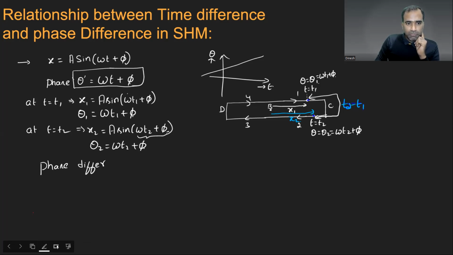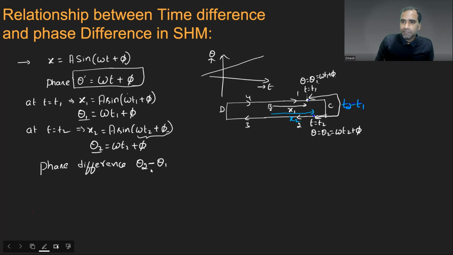So phase difference. Let us talk about phase difference. What is the phase difference? This is the phase at time T1, and this is the phase at time T2. Definitely theta 2 is a bigger phase because it happens at a longer time. T1 happens first and then T2 happens next. So the way we have taken it, T1 happens first, like 2 seconds, then T2 is like 4 seconds, something like that. T2 happens later. So which phase is greater? Theta 2 is greater. Which phase is lesser? Theta 1 is lesser.